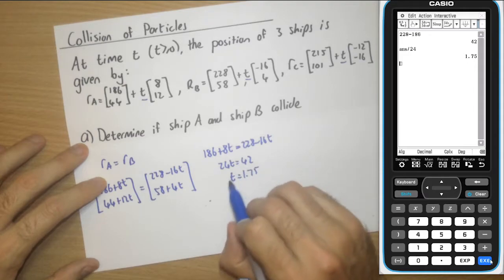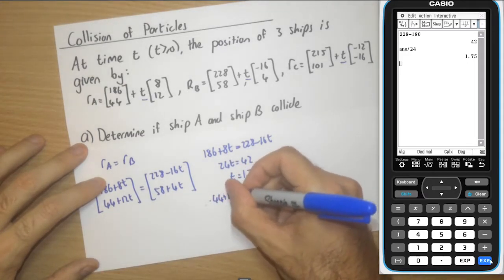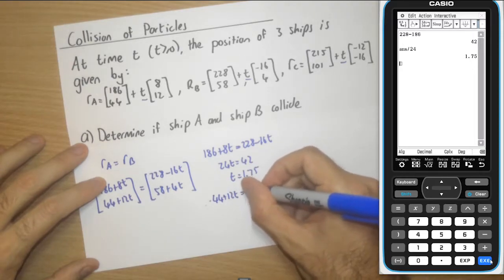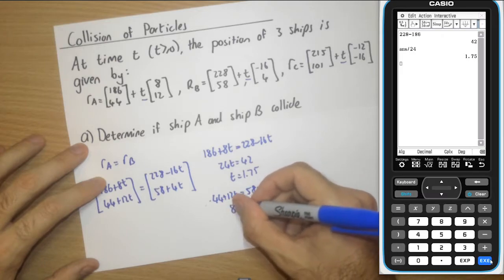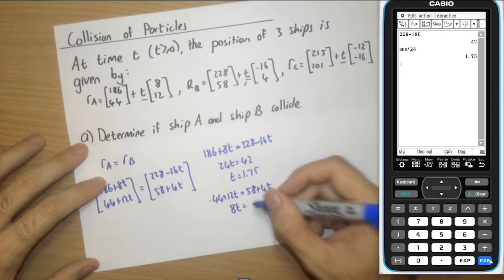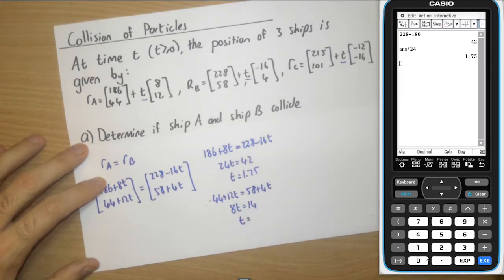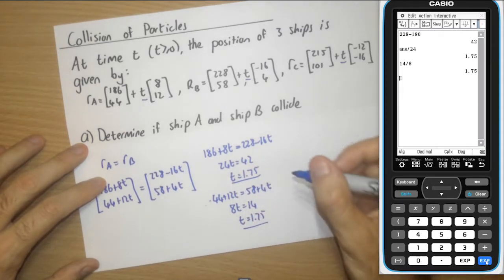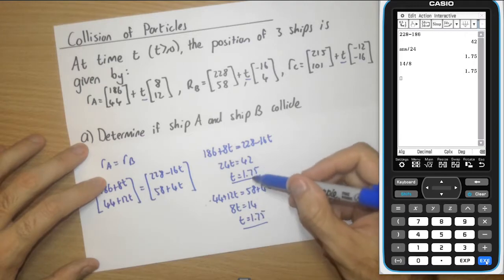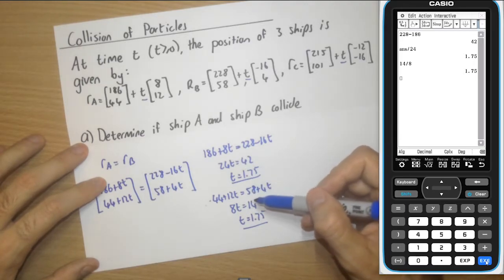Now we need to make sure that that's the same for the y coordinates. So 44 plus 12t equals 58 plus 4t. Bring the t across, we're going to have 8t equals, now 58 take away 44 is 14, and again 14 divided by 8 is 1.75. So we can see that at time 1.75 the x and the y coordinates are the same, they cross the same point at the same time.